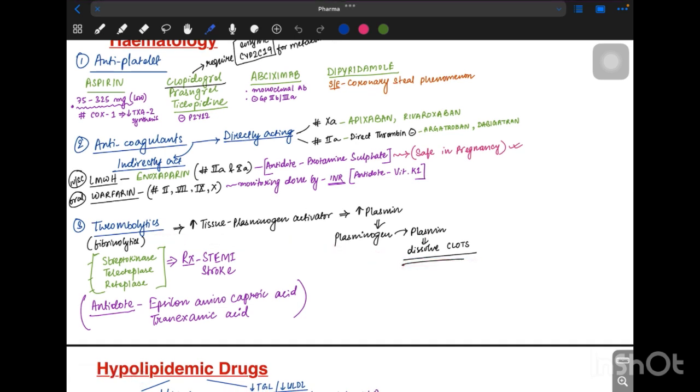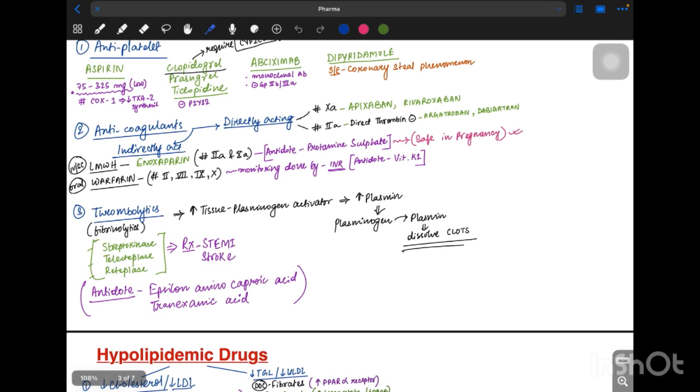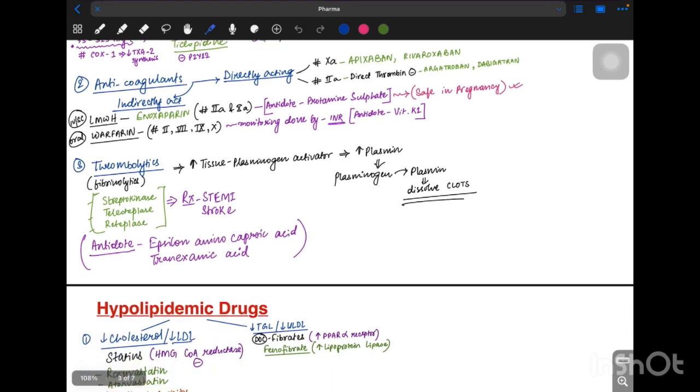Now, these drugs are used in the treatment of ST elevated MI and stroke. In these patients we can use these drugs. Streptokinase is the first line treatment for stroke. Antidote, if toxicity occurs, the antidotes are epsilon aminocaproic acid and tranexamic acid. These are the antidotes for thrombolytics.